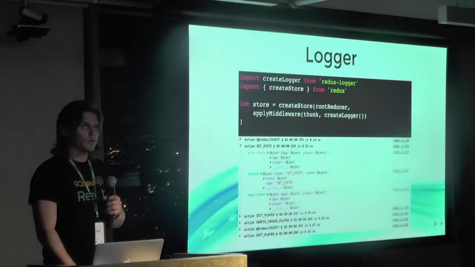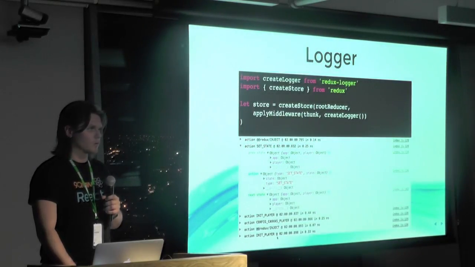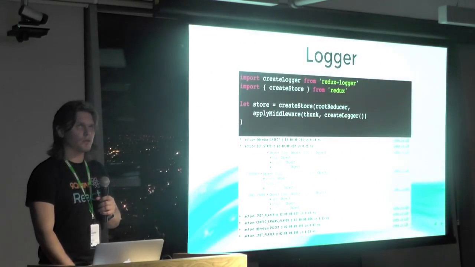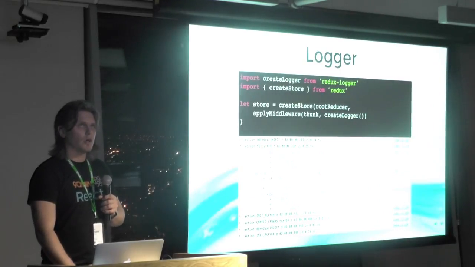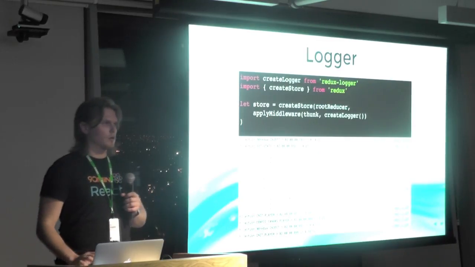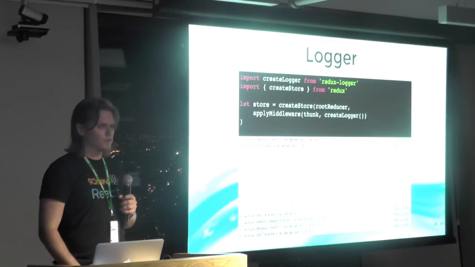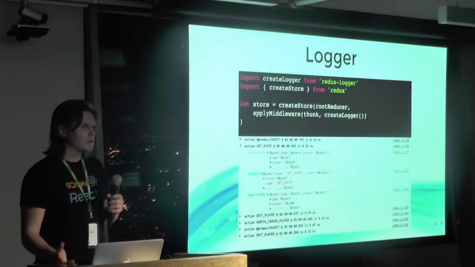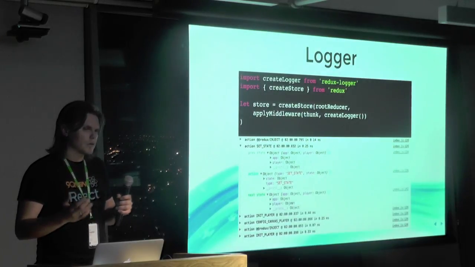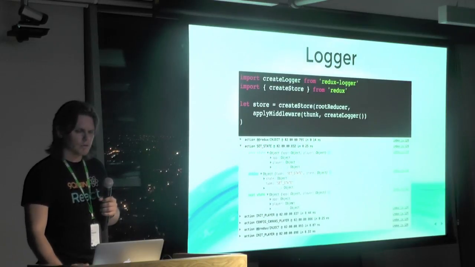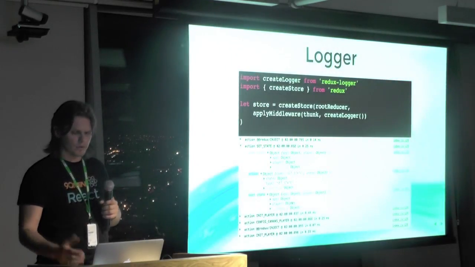Well, in this case, you see that in the console output, in the console log, you can see all the actions emitted from the application through the dispatch call, and you can see the previous state, the action, and the next state. It's pretty neat. You can use it, hide it behind a feature flag, and use it for debugging purposes. But there are lots of other complex things that you can do with middleware.